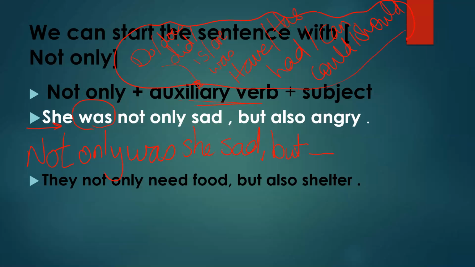So how do you form the question? Have a look here. She was not only sad. If you want to form a question from this sentence, she was not only sad, you're going to do like this: was she sad? Right? So this is what exactly we are doing. We are changing it into a question. So not only was she sad, you are taking it as if it is a question.